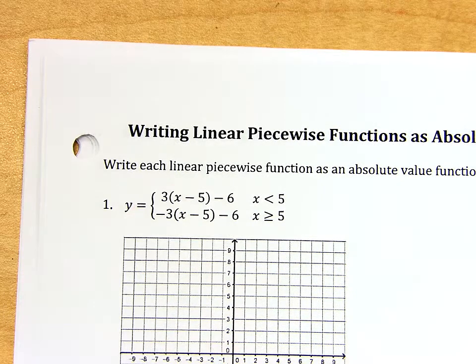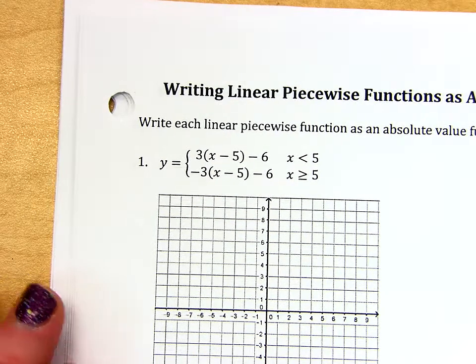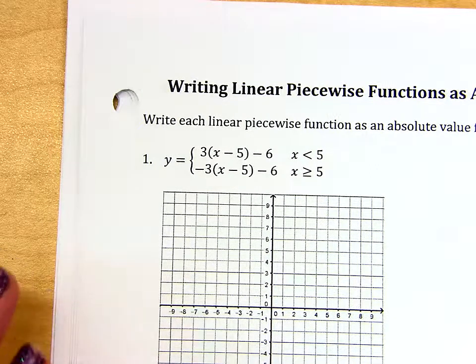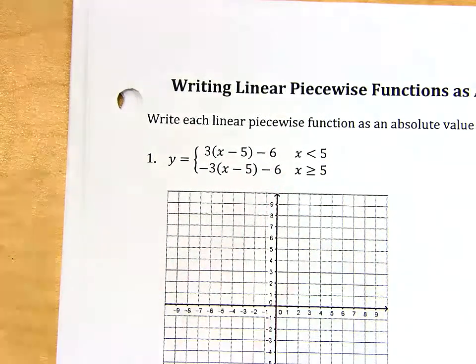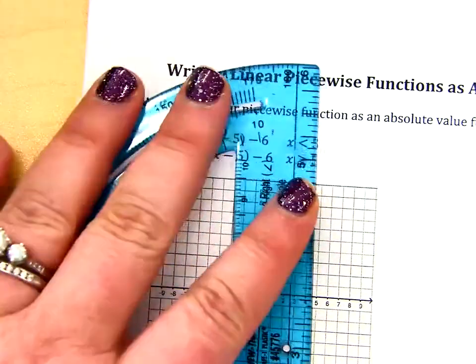Get what I'm saying? All right, so first of all, when I go to do number one, I'm only going to do the first one with you. Maybe, I don't know. We'll see how far we get. So first of all, if I'm going to graph this as a piecewise, I notice that it splits at 5. So I will put a dotted line at 5.